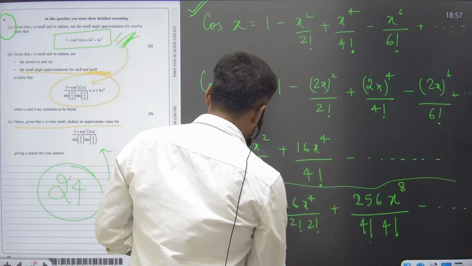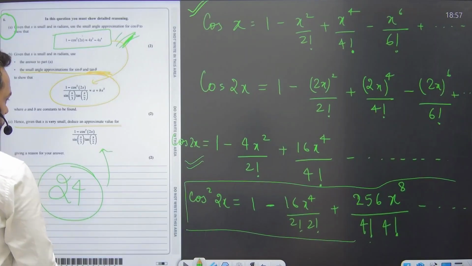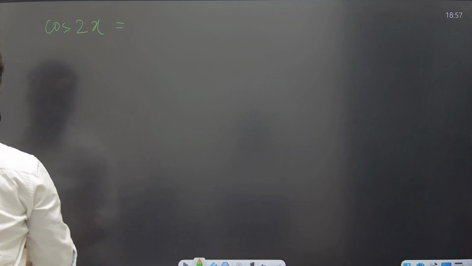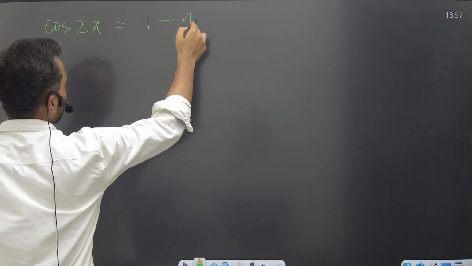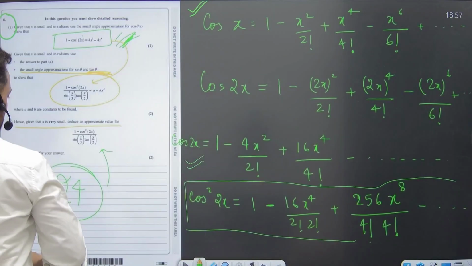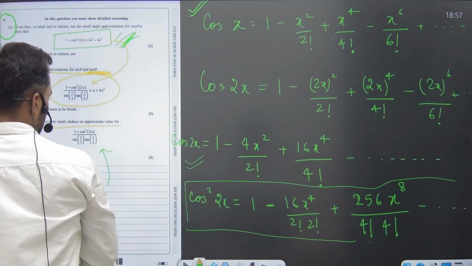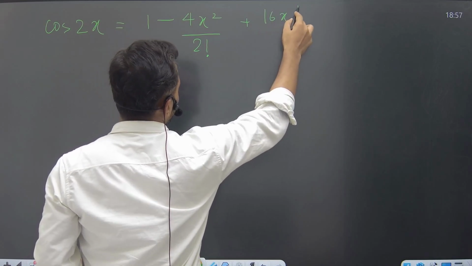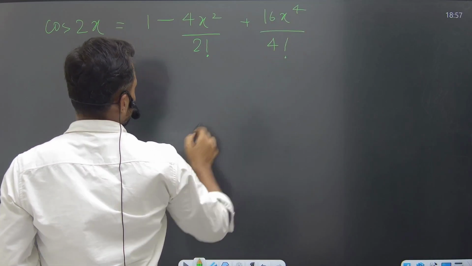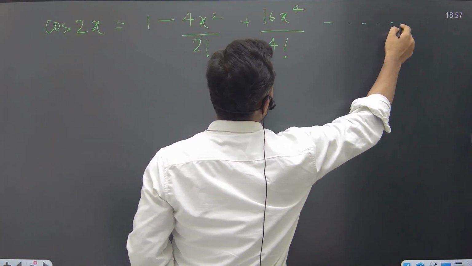So now I will do it from here, students. See, I'll take one more page. Now I'll show you. Cos 2x is equal to 1 minus 4x square by 2 factorial plus 16x power 4 upon 4 factorial. Okay, yes, this is how this series will go on.